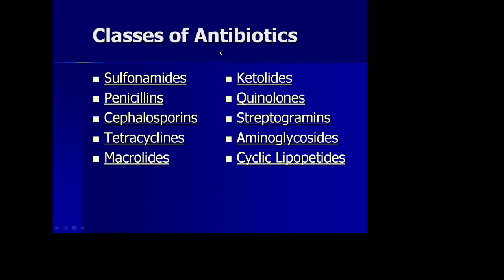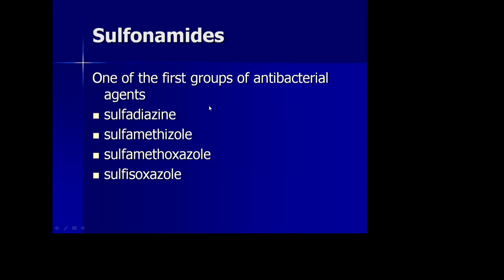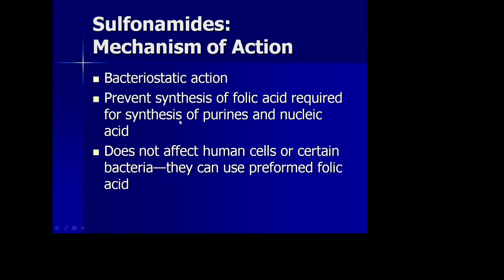There are different classes of antibiotics like sulfonamides, penicillins, cephalosporins, tetracyclines, macrolides, and many more. First of all, sulfonamides. The sulfonamides are a group of antibiotic agents which include sulfadiazine, sulfamethazole, and sulfamethoxazole. The mechanism of action of sulfonamides is to prevent the synthesis of folic acid, because folic acid is a nutrient required for purine synthesis and nucleic acid synthesis in bacterial cells.